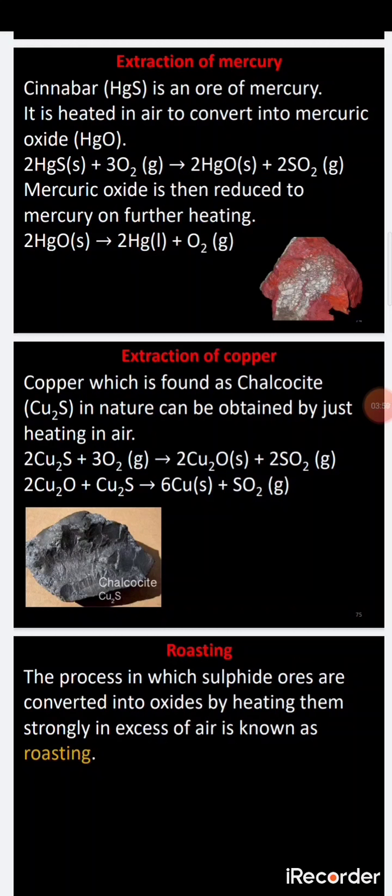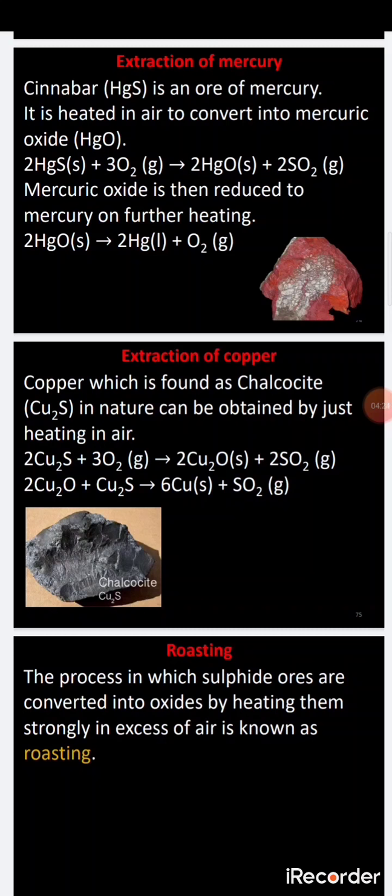Here they have given the equation 2HgS, that is cinnabar, mercuric sulfide, when heated in the presence of air, which is nothing but the roasting method, is converted into mercuric oxide, and sulfur dioxide gas is liberated. So this is what they extract by the roasting method.